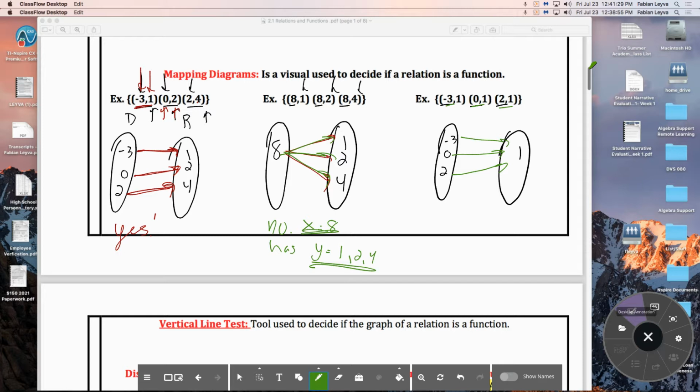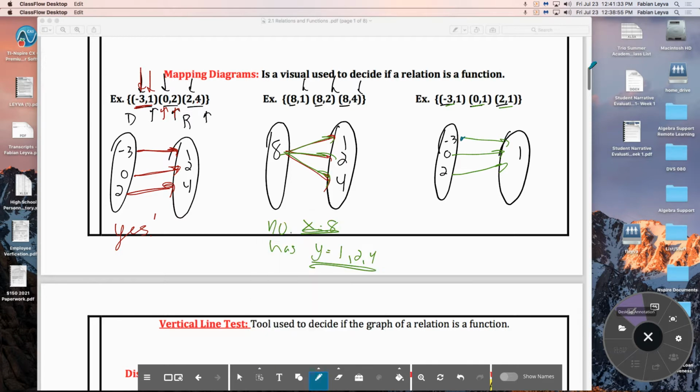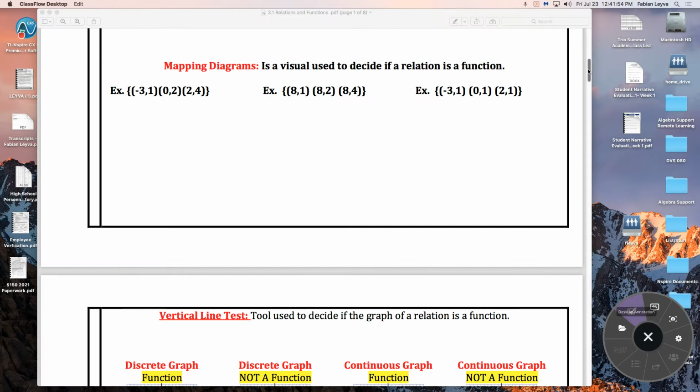Now, does every x value have one y? This is where it gets tricky. Does this x value have one direction? Yes. Does this x value? Yes. Does this x value? Yes. So yes, this is a function. Keep in mind that we don't care how many x's y's have. We only care about how many y's x's have. So make sure that you are double checking and you understand what makes something a function, especially with these mapping diagrams here.